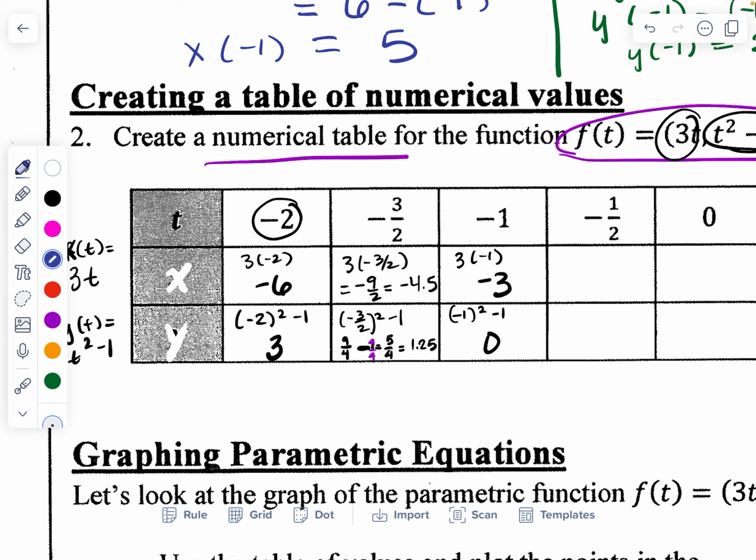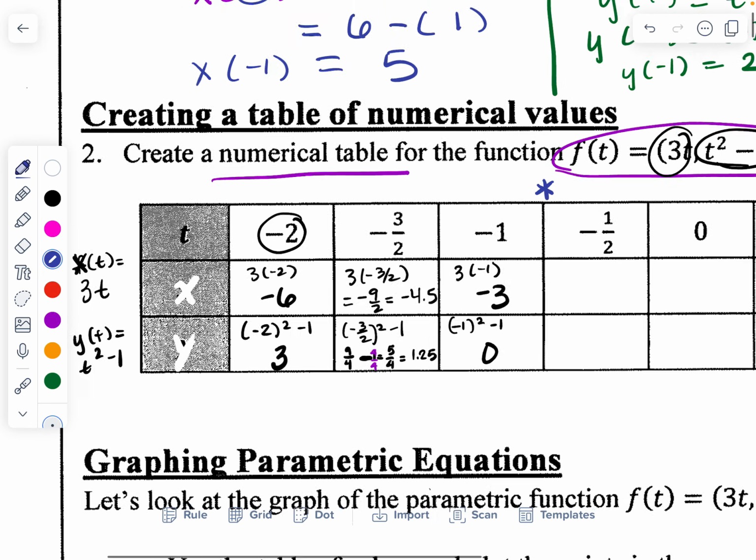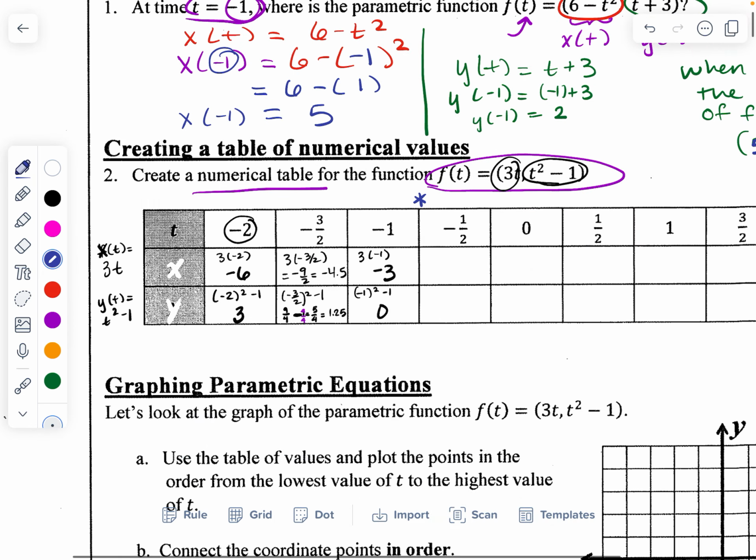Okay, I'm going to push pause here. I want you guys to plug in these values for t and see what you get for x of t and y of t for each of these. Go ahead and unpause it when you are done. This is really important.